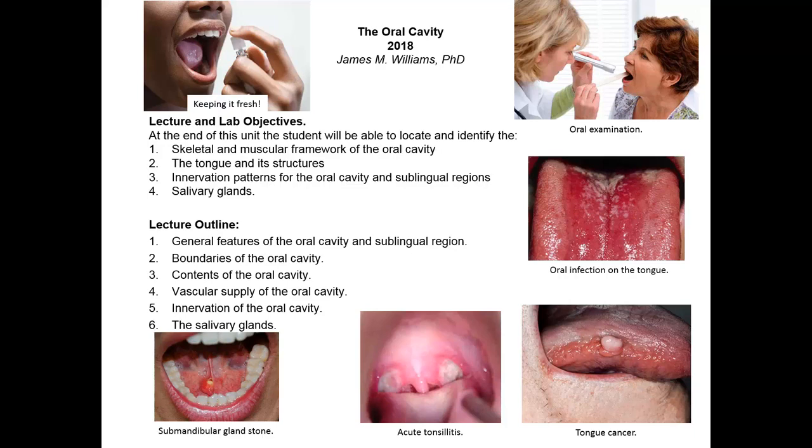That may be the first sign of disease where you will pick up perhaps oral infections, tongue cancers, tonsillitis, or a stone in one of the salivary glands.